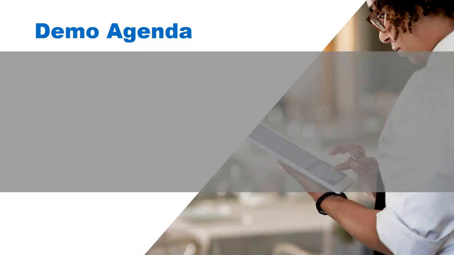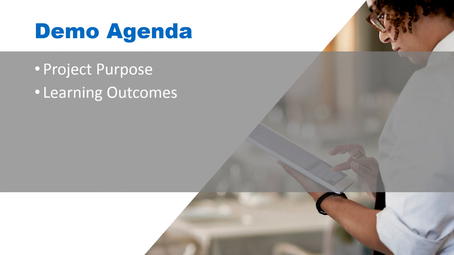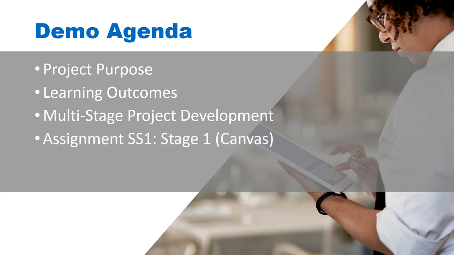In this session, I will go over the project purpose, then review the learning outcomes for the Secret Shopper activity, quickly give you an overview of the multi-stage nature of this deliverable, then walk you through how to find the Stage 1 assignment in Canvas, as well as how to complete it successfully. I will end with a discussion on the role of peer reviews.